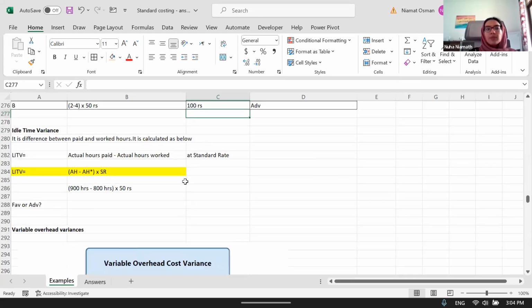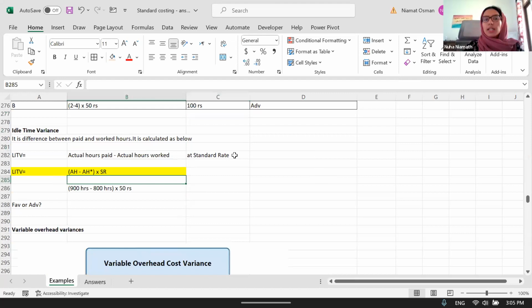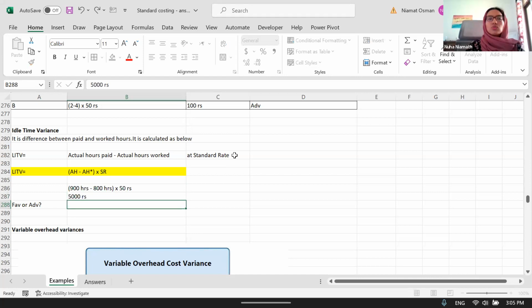So that is yield variance. Now, an important one, idle time variance. Idle time variance is the actual hours you have worked minus the actual hours you have been paid for, at the standard rate. And it is pretty obvious, if you have idle time, it is going to be adverse for you. There is no thinking about it. You have wasted time, and that time is adverse. So we know that 900 hours we were in the factory, 800 hours we have actually worked, 100 hours we have wasted. That will give me 100 into 50, which is 5,000 rupees. So 5,000 rupees will always be adverse.